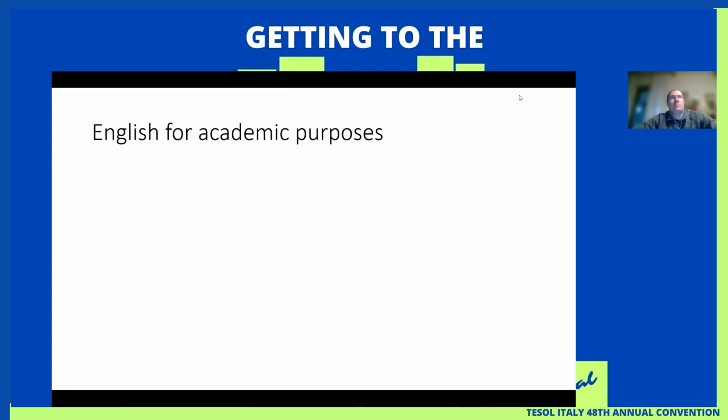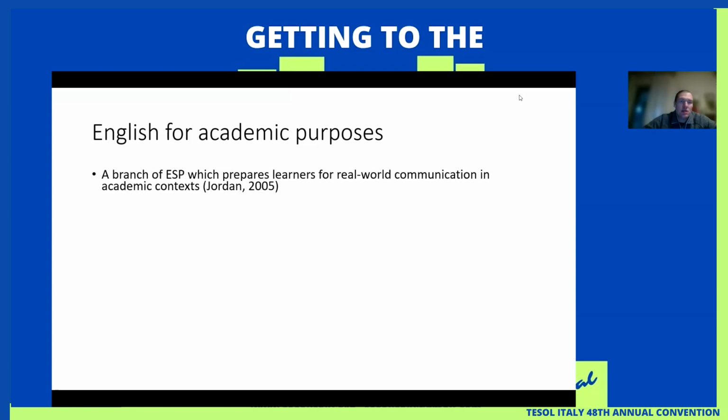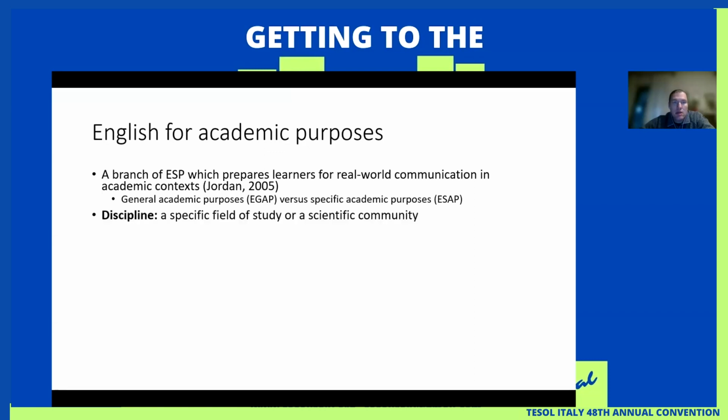So I'd like to start by defining a few key terms to frame this approach that I'm talking about. So first of all, English for academic purposes. This is best defined as a branch of ESP, which prepares learners for real-world communication in academic contexts. Oftentimes, we distinguish between general academic purposes, EGAP, versus specific academic purposes, ESAP.